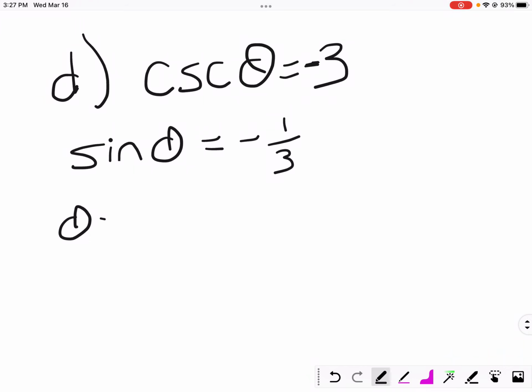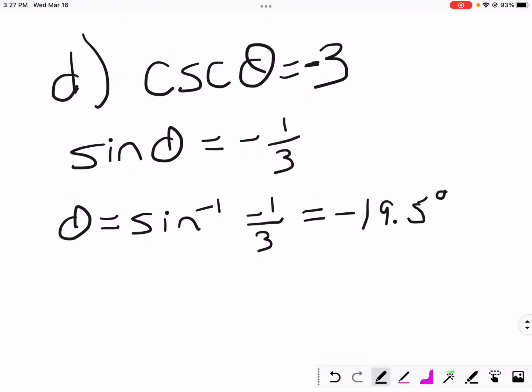And then we plug this into our calculator. We're going to do inverse sine. You can use your A over B button and do this. That's sort of a sick way of doing it. And it's going to give you an answer of, I'm going to round to 1 decimal here, negative 19.5 degrees.